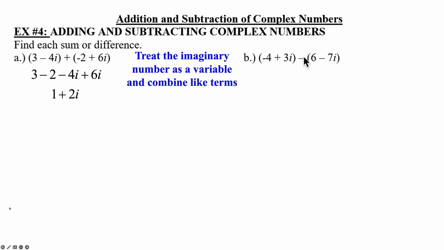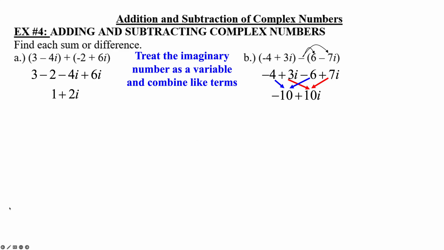B, if you see a minus sign between your two parentheses of the complex numbers, distribute the minus sign. Negative 4 plus 3i minus 6 plus 7i. Now, if you don't want to regroup, I get it. Just draw arrows. Negative 4, negative 6, negative 10. 3i and 7i add up to be 10i.